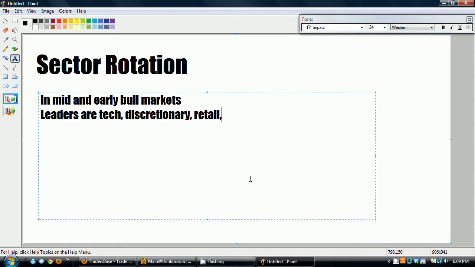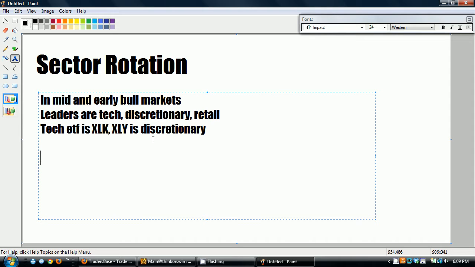We can usually get an idea of what these are with their ETF. The tech ETF is XLK. The discretionary one is XLY, and for retail, I don't think there is an actual ETF in the Spiders, but XLY normally includes some retail. Okay, so we have those two.